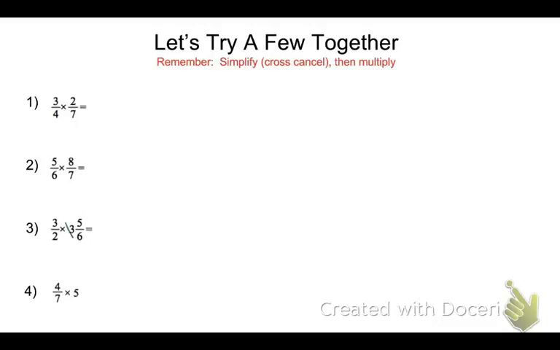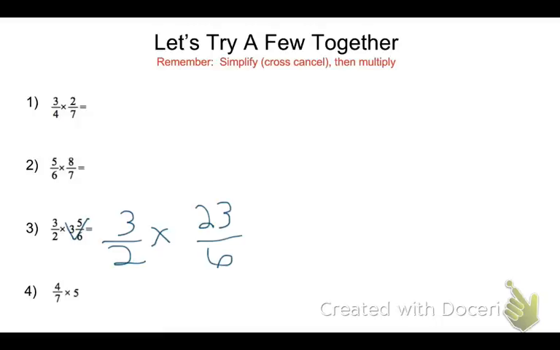I'm going to go ahead and use the checkmark method and change 3 and 5/6 into an improper fraction. 3 times 6 is 18, and 18 plus 5 is 23. The denominator stays the same.